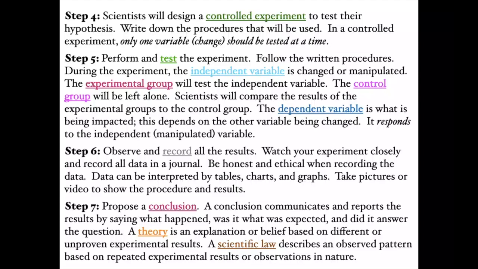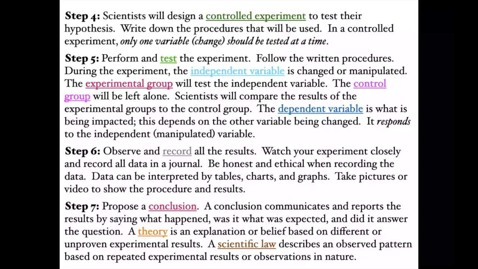And then step 6, we're going to observe and record all the results. The focus here is recording the results. We're going to write down, and as we watch the experiment, we can record the data in a little tally chart. Then we can create tables and charts and graphs. We did the bar graph in class. But it is very important to be honest and ethical, not to cheat, not to write down false information, but to do the right thing when you're taking these results. We don't want to falsify any results. And we can video or take pictures to show all the procedures and the results, so that we actually have proof of what may have transpired.